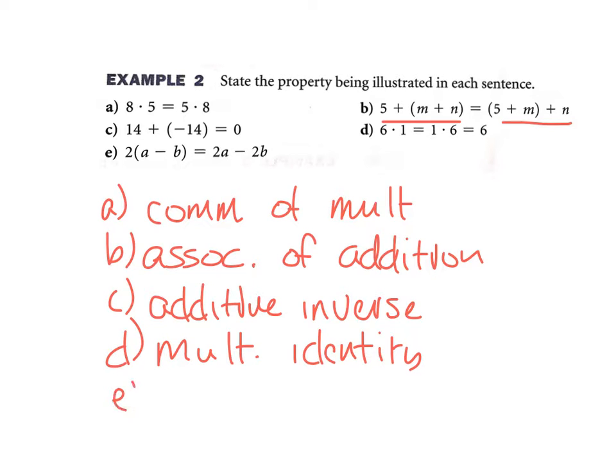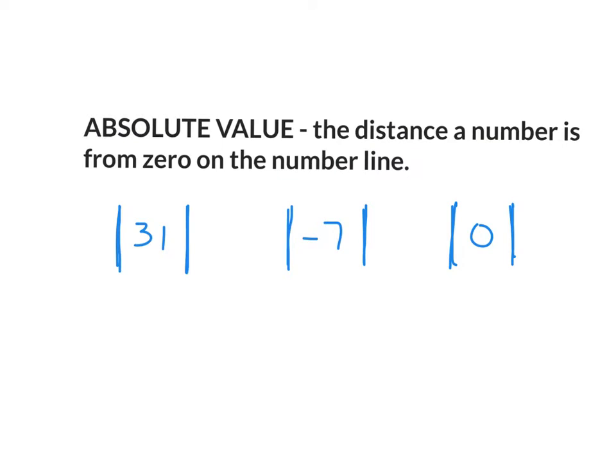And the last one, they took the 2 right here in front of the grouping symbol and distributed it all the way through. So that's just the distributive property. And so the first part of tomorrow's lesson, when you come into class, will be just naming properties, and you've done that before. Absolute value is the last part today.